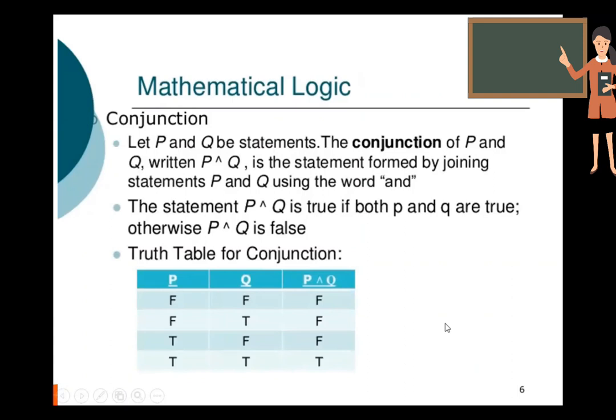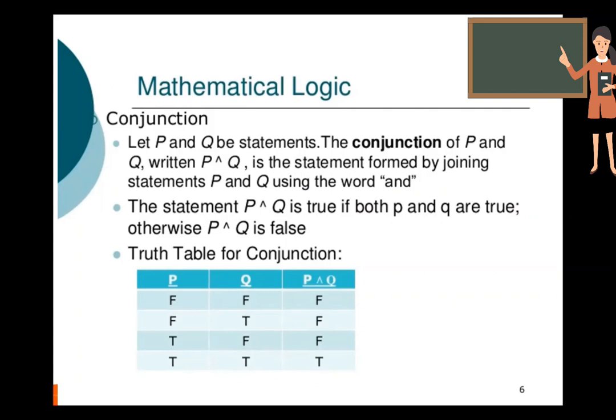Another connective, we have here the conjunction. Let P and Q be statements. The conjunction of P and Q, written P and Q, is a statement formed by joining statements P and Q using the word and. So we have the truth table. The statement P and Q is true if both P and Q are true. Otherwise, the entire sentence is false.